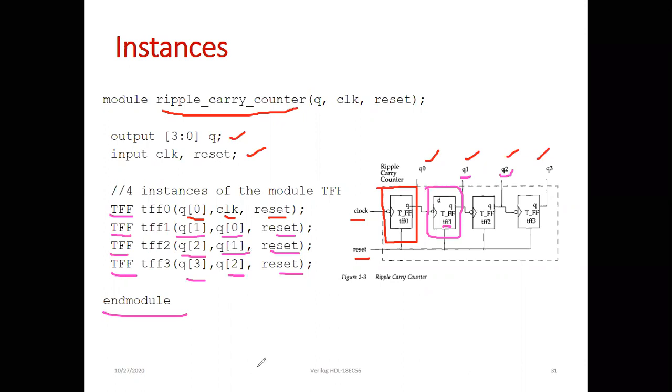If you run this program, you won't get any output. Why? Because the system will search for where this TFF is. Nowhere did we find the module of TFF. What do you have to do? Now you have to write a separate program for TFF.